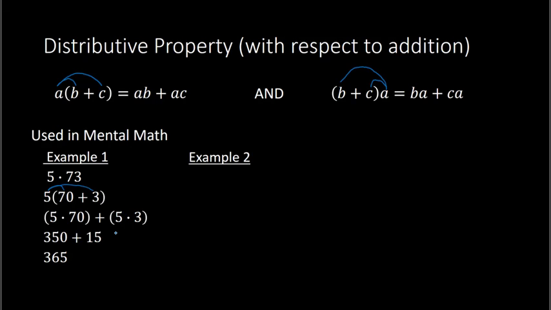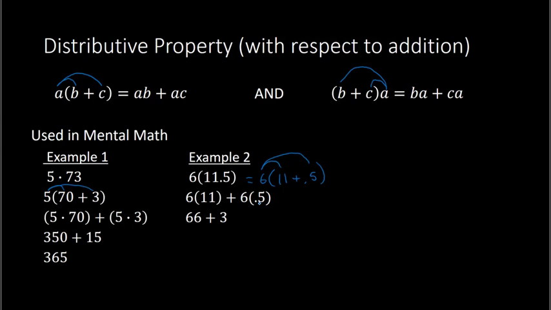Here's another example. We have 6 times 11.5. I can think of this as 6 times 11 plus 0.5. So when I distribute, I have 6 times 11 plus 6 times 0.5. Well, 6 times 11 is 66, and 0.5 times 6 is the same thing as 1/2 of 6, which is 3. So I have 66 plus 3, which equals 69.